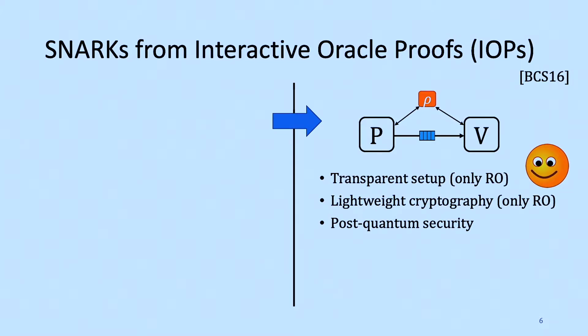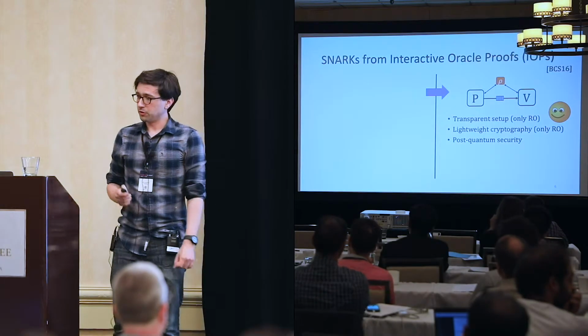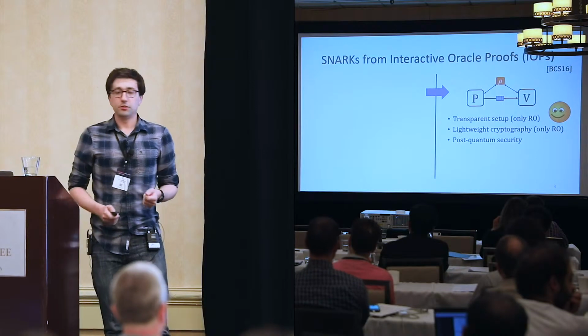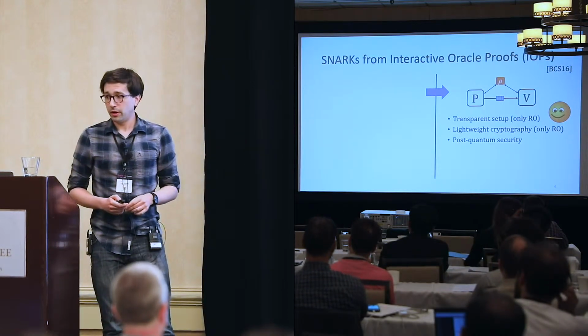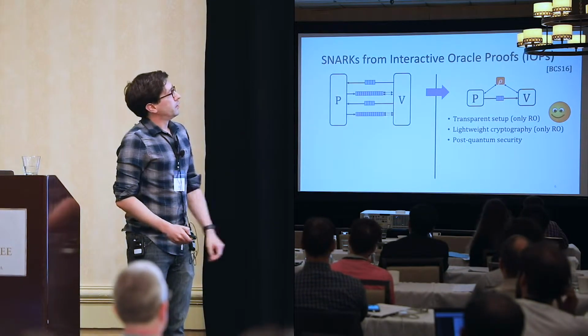And so the point is that we don't need to start from PCPs. PCPs are one thing that we could start from, but we could also start from something a little bit more general, and this is called an interactive oracle proof, or IOP. So what is an IOP? Well, it looks a bit like this.